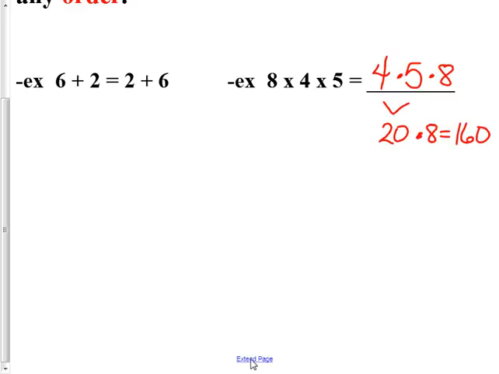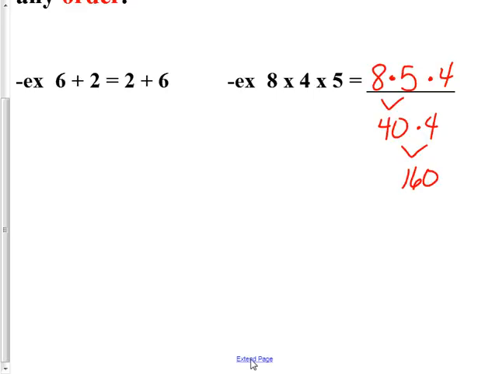Or you could even rearrange that one to do 8 times 5, or 5 times 8, and then times 4. 8 times 5 is 40, times 4 is 160. So that's the purpose of the commutative property, just to change the problem around. And usually you want to change it so that you can somehow make powers of 10, because that's going to make them easier to either add or multiply.